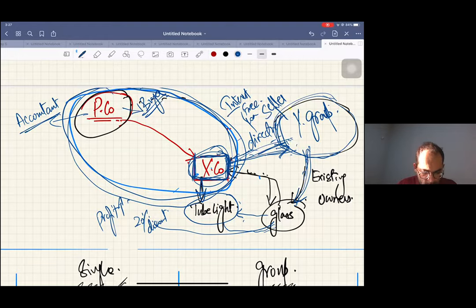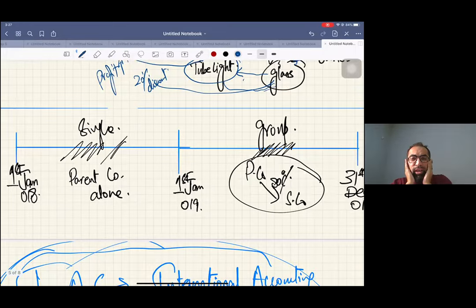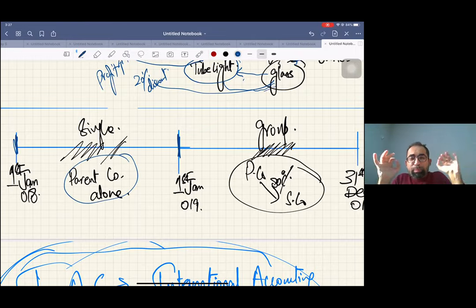Now, similarly, there will be a lot of comparability issues. For example, just think, this is 1st January 2018 to 1st January 2019. Last year, the parent company was a single company, alone. The parent company had no other subsidiaries. But this year, the parent company acquired S company. The parent company acquired the running business of S company.